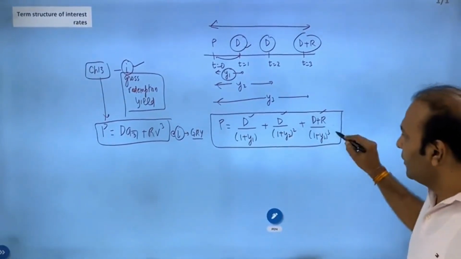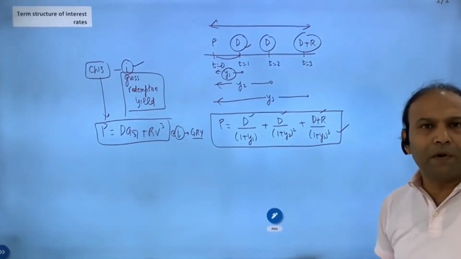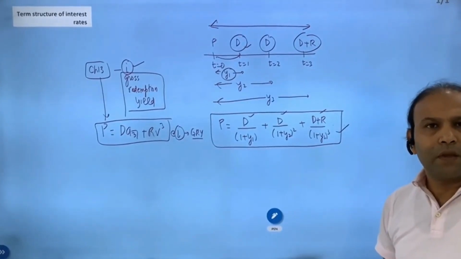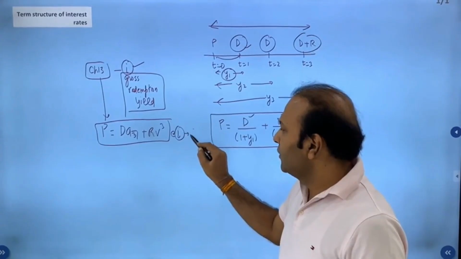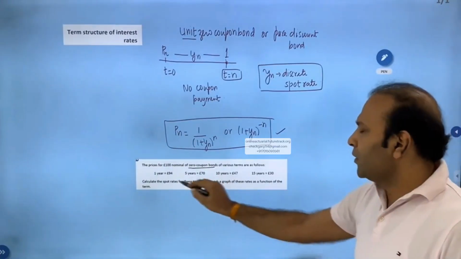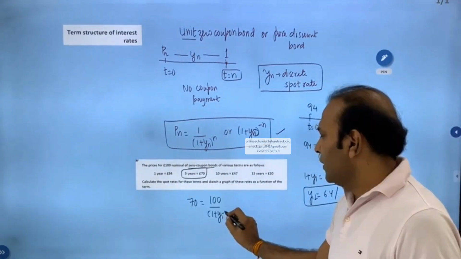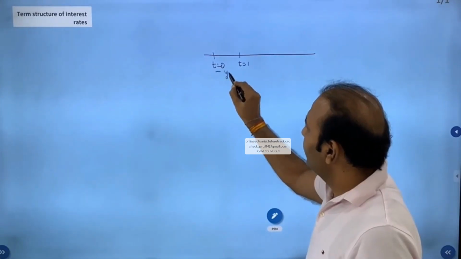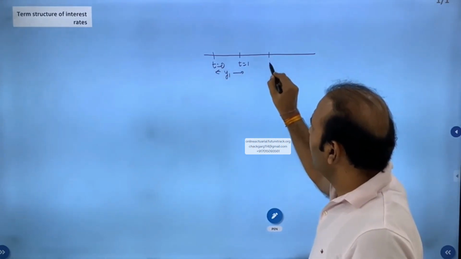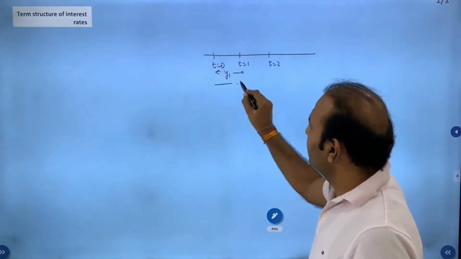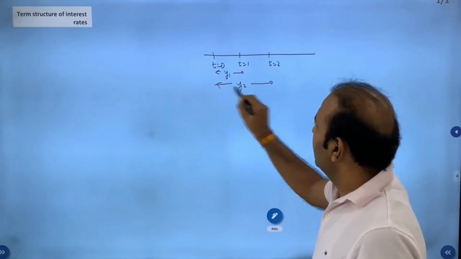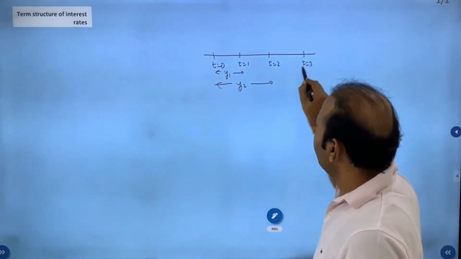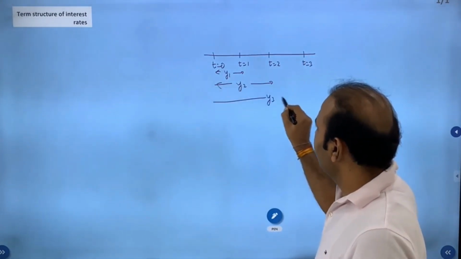Fine. And this is the way we can use with the help of the spot rate. So class, let's see one question of chapter 4. The 1-year spot rate is Y1, the 2-year spot rate is Y2, and the 3-year spot rate is Y3.